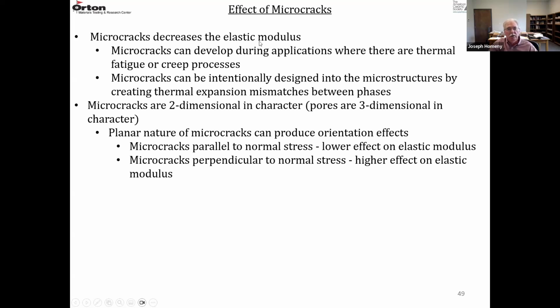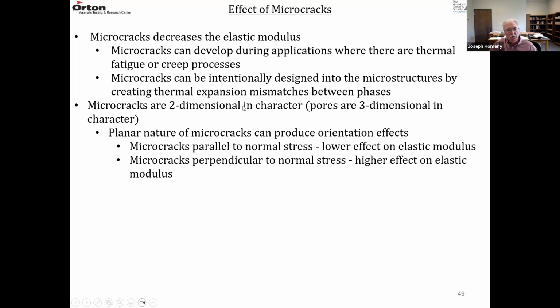Microcracks also decrease the elastic modulus. And the microcrack density is very important for controlling thermal shock behavior. So microcracks can develop during applications where you have thermal fatigue, or in pre-processing. You can intentionally design microcracks into a microstructure by controlling the thermal expansion mismatches between the different phases. So refractories are polycrystalline, with multiple phases usually. There is usually a glass phase. So those phases will have expansion mismatches.